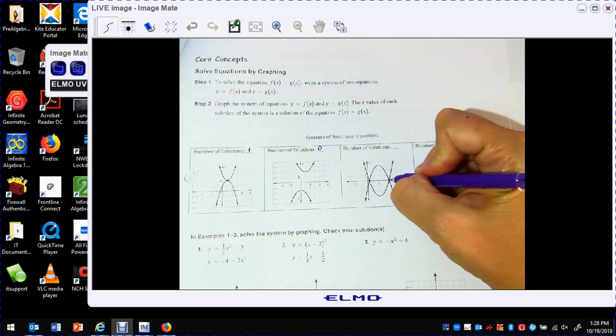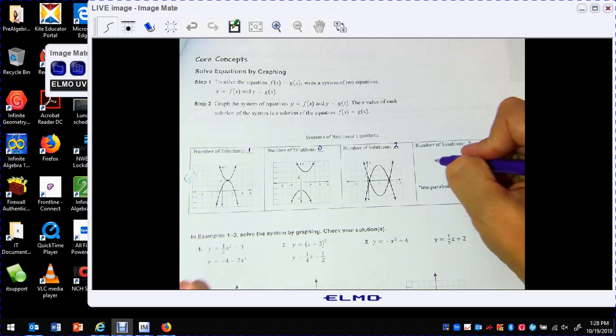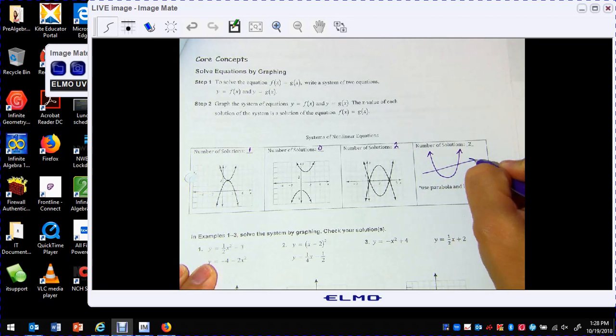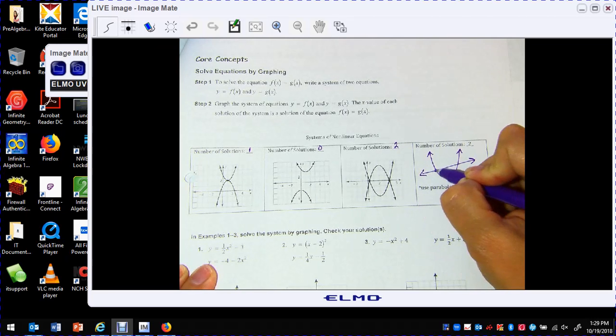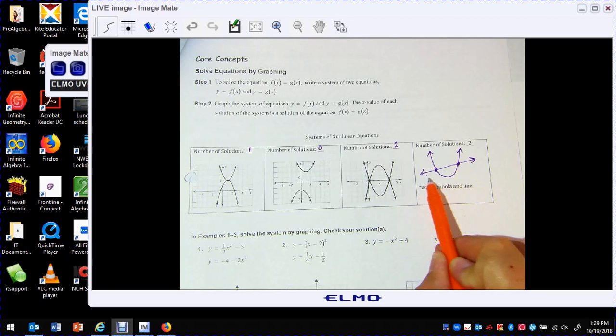This one intersects in two spots. Now, this says it wants an example of a number of solutions being 2, and it's a parabola and a line. Well, a parabola looks like a U, and a line, hey, look, they intersect at 2 spots. There we go. Now, if I have a horizontal line, that's a line that would go this way.